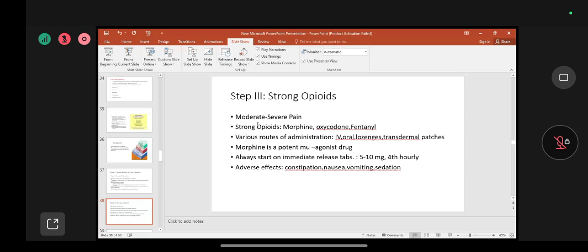In step 3, we can use strong opioids. It is for moderate to severe pain, and the strong opioids are morphine, oxycodone, and fentanyl. They can be administered via various routes like IV administration, oral, and transdermal patches. Morphine is a potent mu agonist drug, and it is always started with immediate release tablets like 5 to 10 milligrams four hourly. Adverse effects are nausea, constipation, vomiting, and sedation.